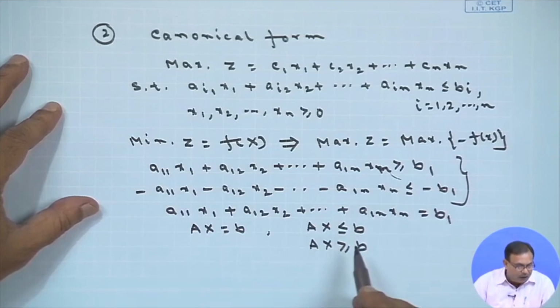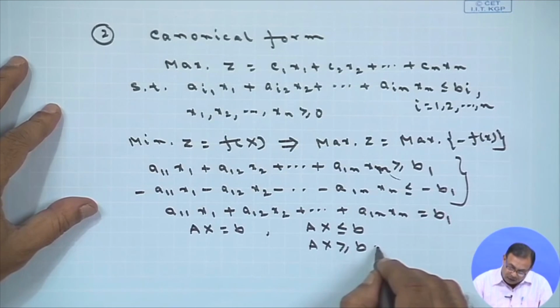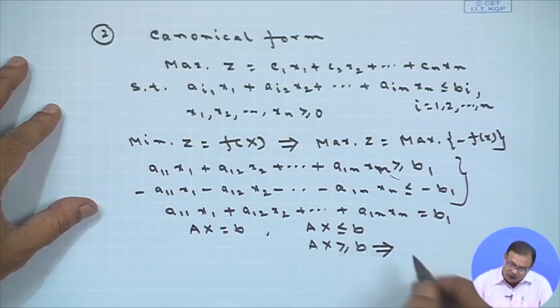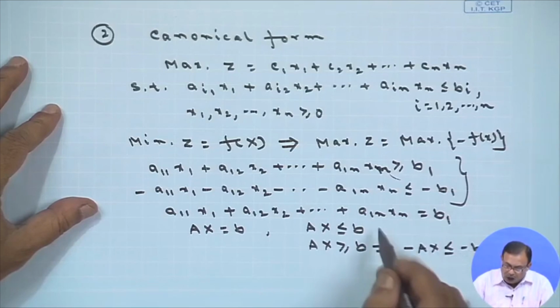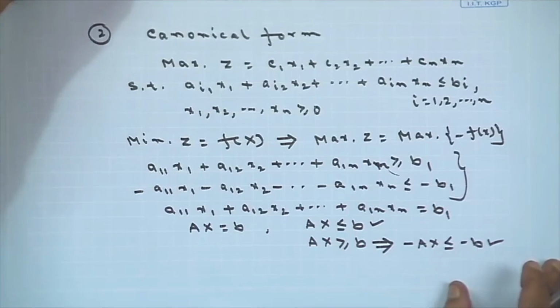Equality can be written as Ax less than equals b and Ax greater than equals b. Again, the greater than equals is not acceptable here, because the constraint always has to be less than equals only. So, I will write minus Ax less than equals minus b. Now both constraints are of the less than equals type. Therefore, if I have an equality, first I will convert it into two inequalities, of less than equals type and greater than equals type. Later, the greater than equals type will be converted into the less than equals type.